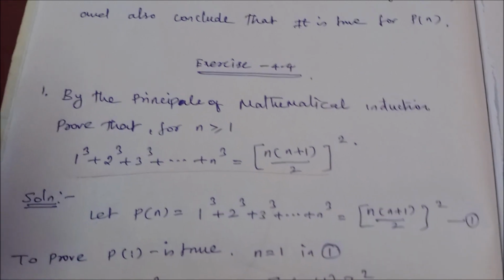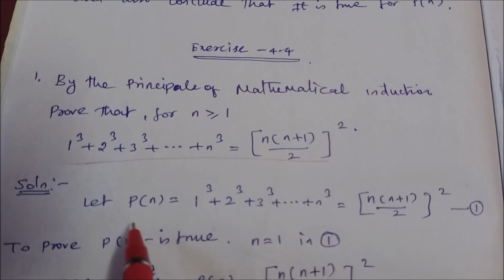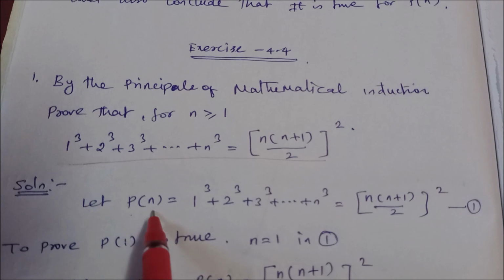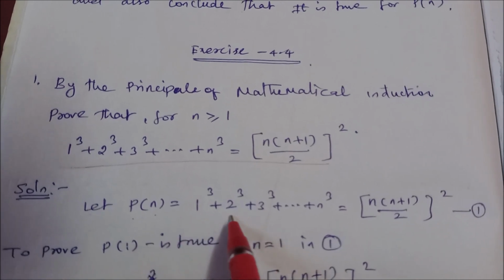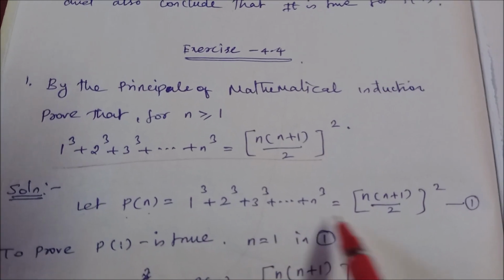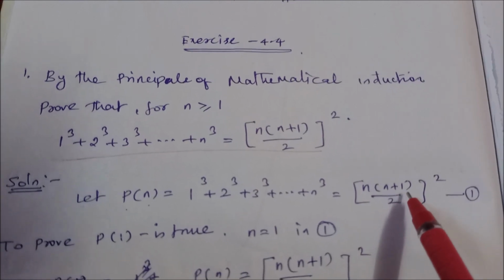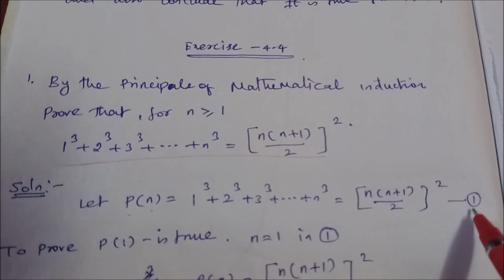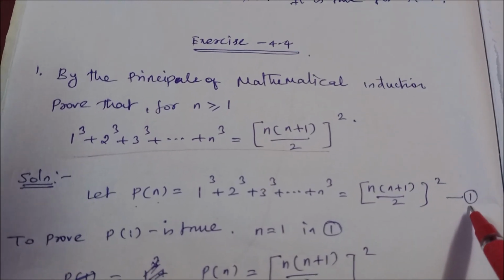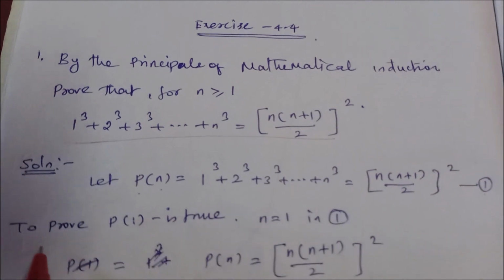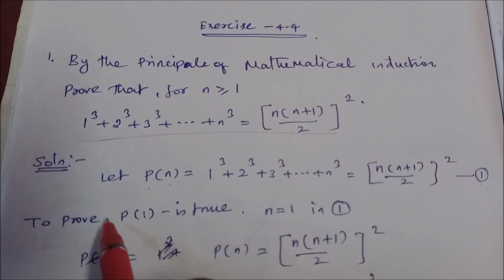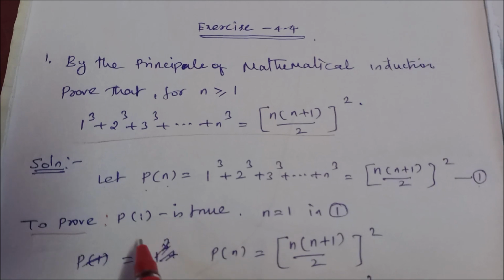In the first step of the working rule, let us take the given problem as P of n. P of n equals 1 cube plus 2 cube plus 3 cube, and so on up to n cube, equals n into n plus 1 by 2, whole square. This is equation number 1. Now we prove that P of 1 is true.